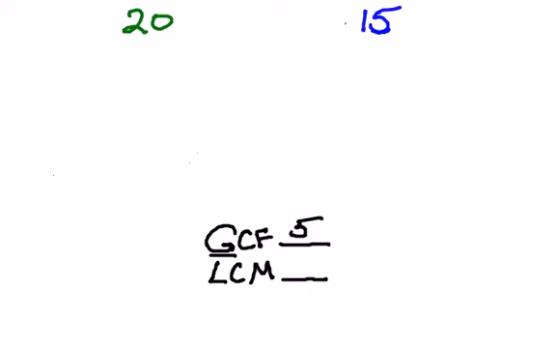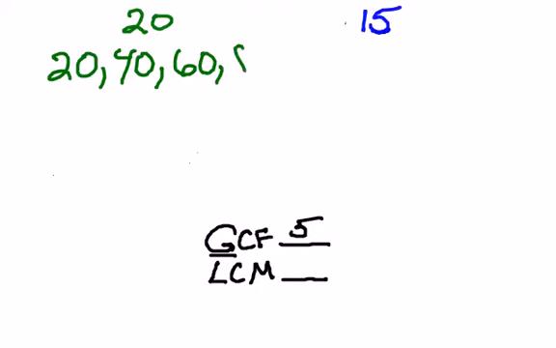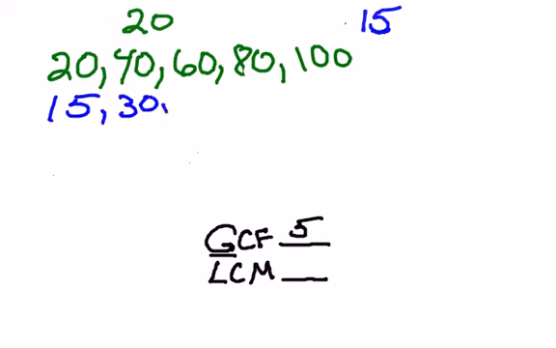Now to find the least common multiple, we would look at the multiples of both 20 and 15. So 20 would start with 20, and then 40, 60, 80, and 100. And you could keep on going, but we try to stop and then see if we find the least there. So for 15, we would start with 15, 30, 45, and then 60.